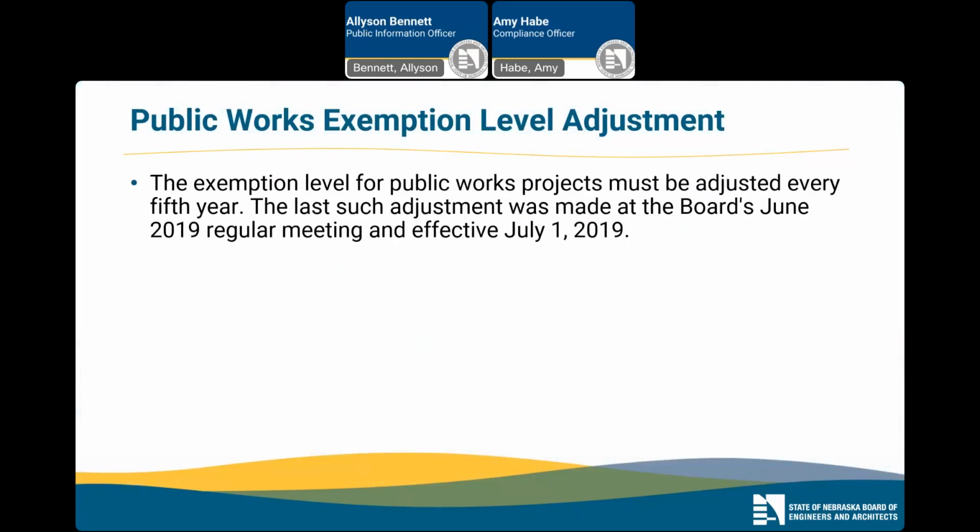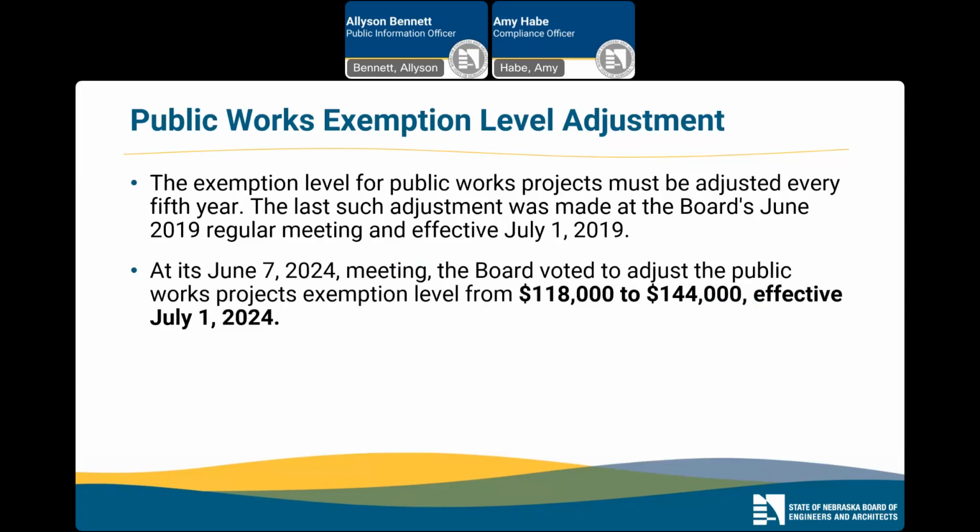So the exemption level for public works projects must be adjusted every 5th year. The last such adjustment was made at the board's June 2019 regular meeting and went into effect July 1st, 2019. And so at the board's June 7th meeting this year, they voted to adjust the public works projects exemption level from $118,000 to $144,000. And this will go into effect July 1st, 2024.